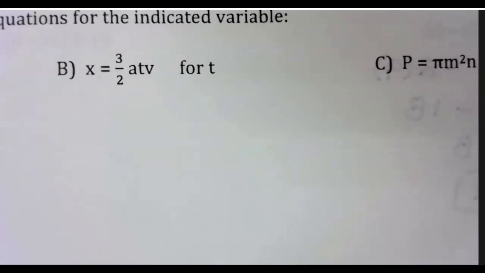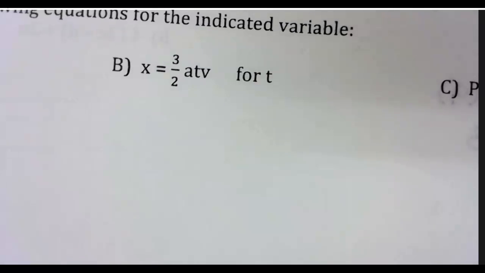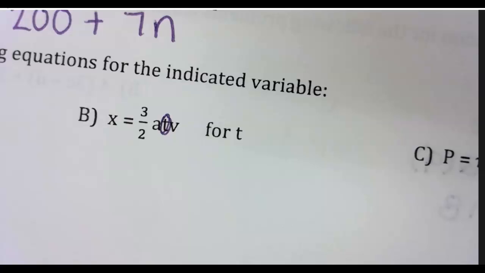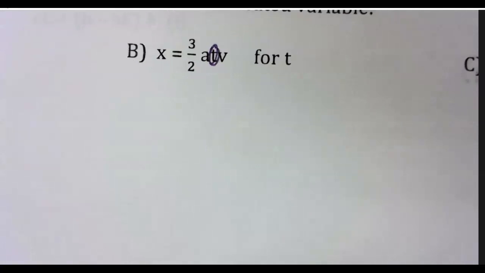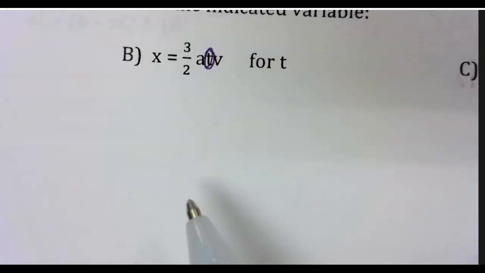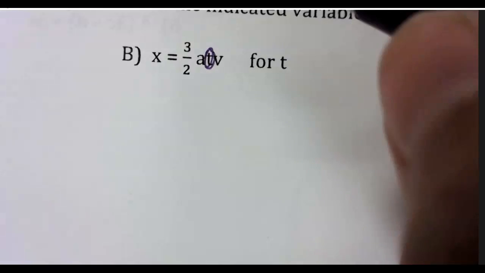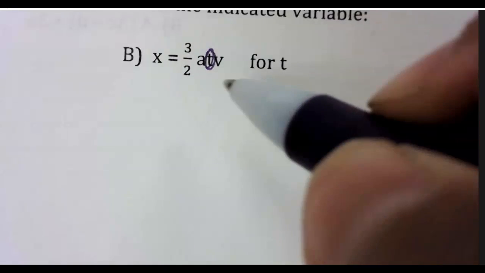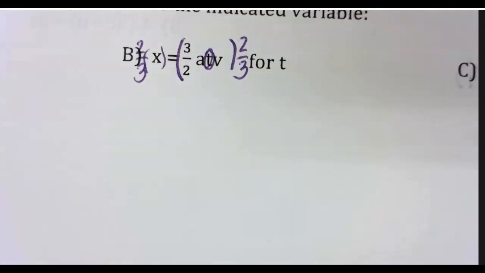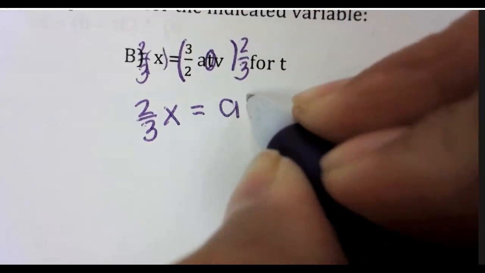Okay, fractions. Everybody hates the fractions. So it's x equals 3/2 ATV. We're solving for t. So the first thing I'm going to do is get rid of that fraction. Don't divide by a fraction because then you have a fraction and a fraction, and that's a no-no. So what you want to do is multiply by your reciprocal. So the reciprocal of 3/2 is 2/3. So you get 2/3 x equals ATV.